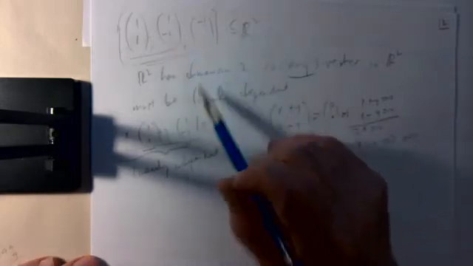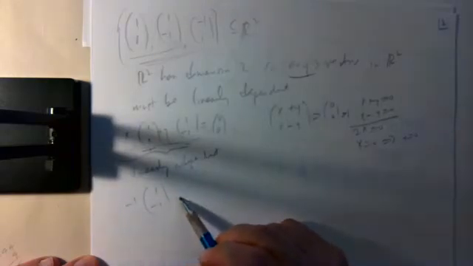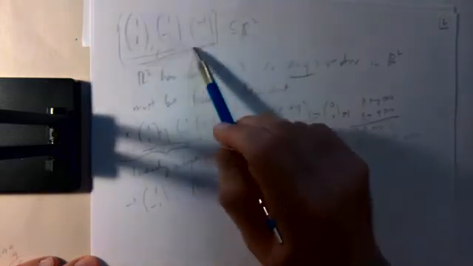And actually, that's not true. These two vectors are not linearly independent, because if I take the vector (1, -1) and multiply it by the scalar -1, I get (-1, 1). So one is a scalar multiple of the other. But these two vectors are independent of each other.